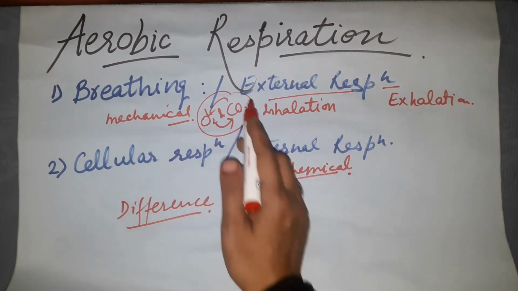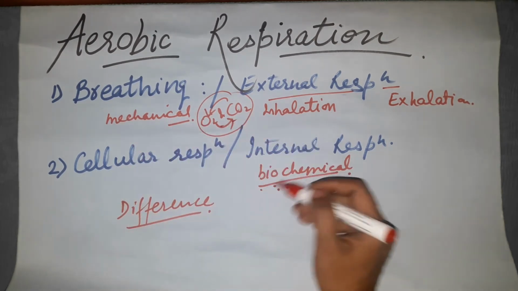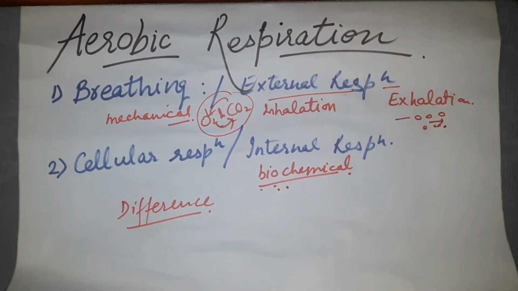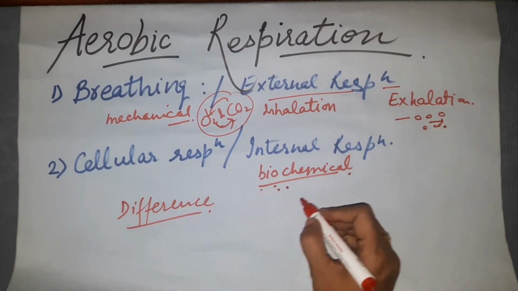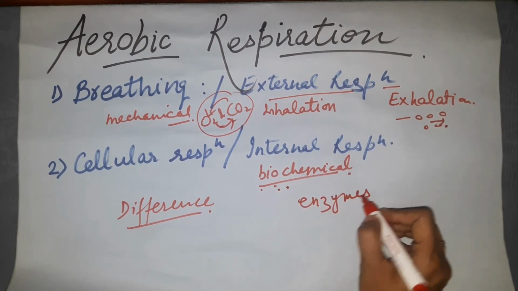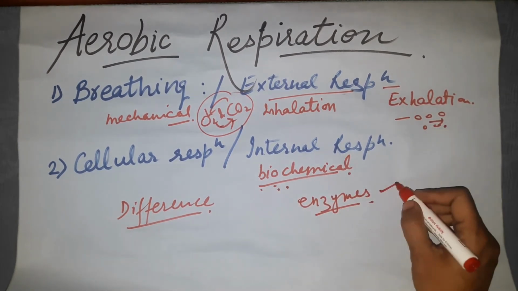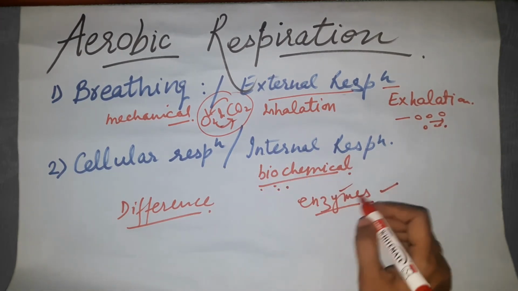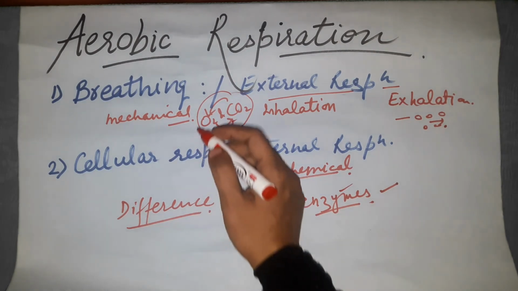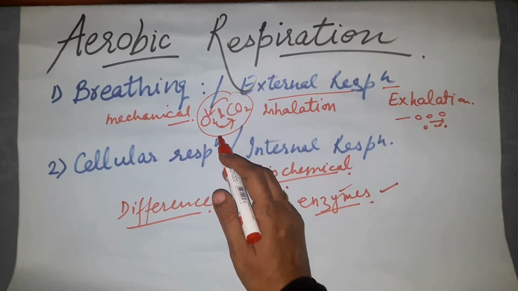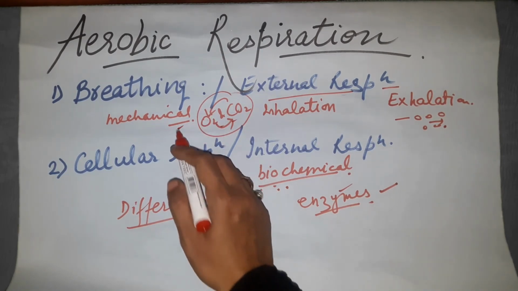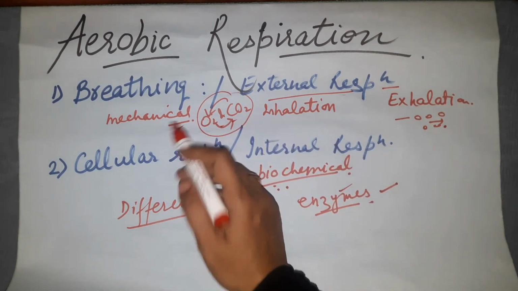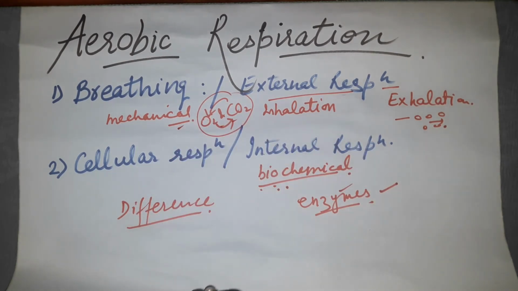The next difference: breathing takes place by simple diffusion, which means only the oxygen and carbon dioxide molecules get diffused between the air and the body. Whereas cellular respiration takes place by the action of enzymes. Enzymes increase the rate of reaction and help in the reaction. And in breathing, energy is consumed, not released. In cellular respiration, energy is released.